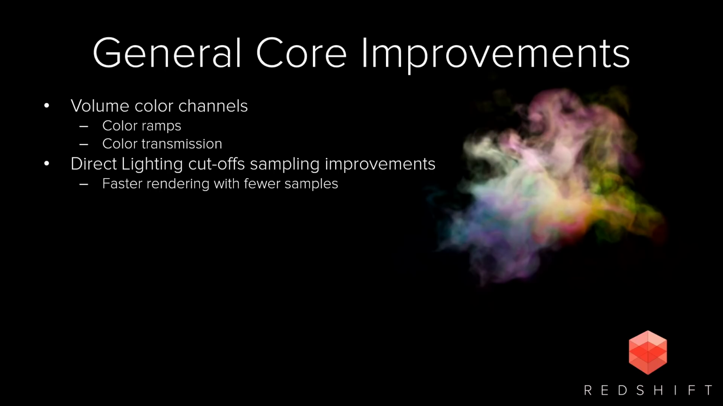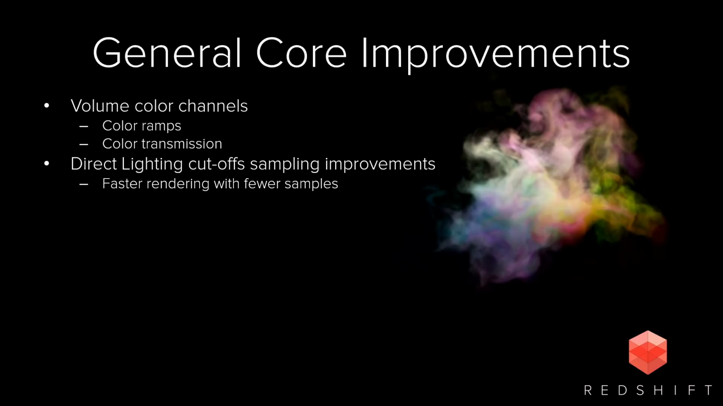And we also improved direct lighting cutoffs. This is a slightly more technical thing. It's an optimization. It was funny before, Adrian was just saying that when you do fewer rays, it actually runs slower. Well, this is kind of part of that, but we think that's actually different. If you do fewer rays in Redshift, it actually renders faster.